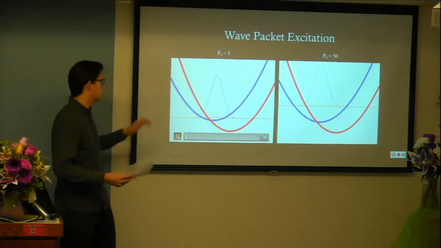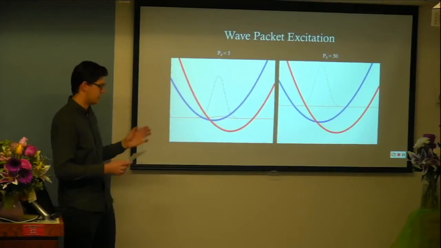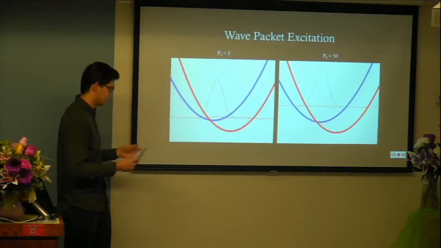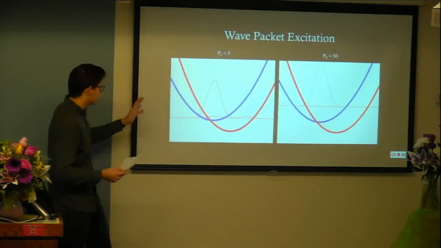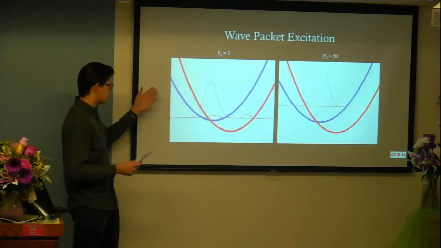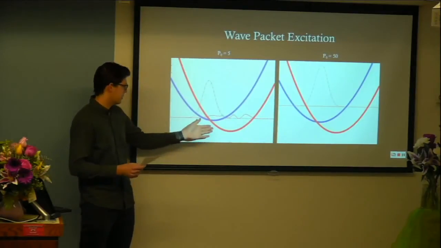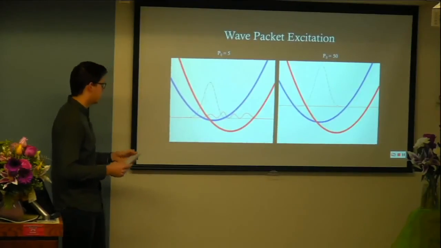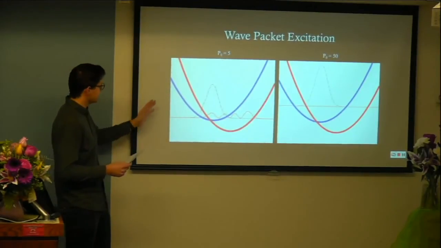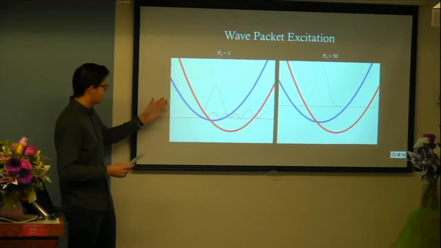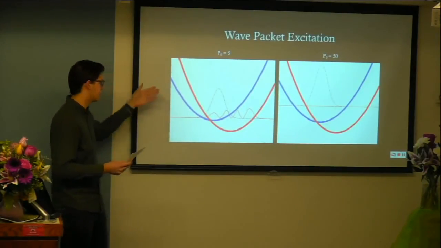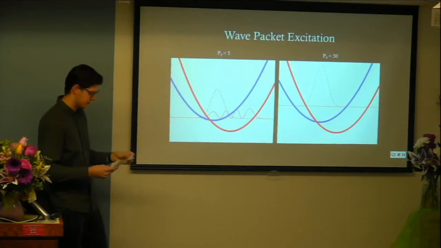So there's a few different videos here. The first one is at a lower P0, which is the initial momentum of this curve. It goes from the blue curve, which is the excited state, down to the ground state, which is the red curve. And it is seen that the vibration is a lot higher in the ground state as compared to the excited state.